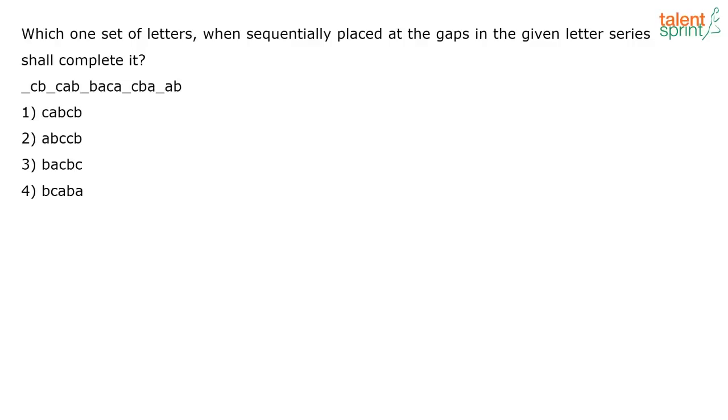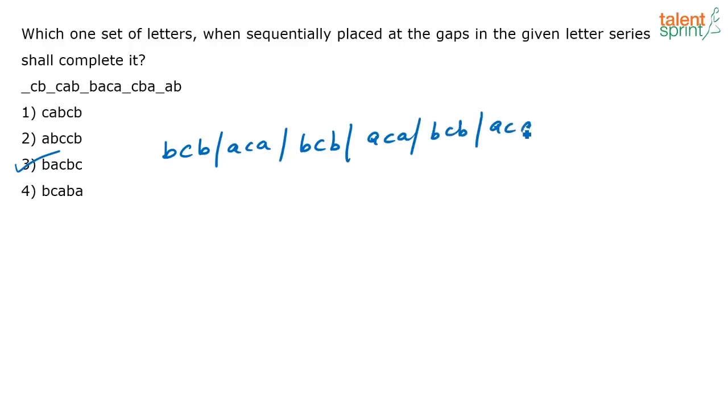Next one. Which of the following set of letters, when sequentially placed at the gaps in the given letter series, shall complete it? So which letter series should come here to complete it? See, this is going to be the pattern, right? BCB, ACA, BCB, ACA, BCB, ACAB. I've just divided it and written it so that you don't get confused. If you divide it like this, then it is very easy. This is the pattern that has been followed: BCB, ACA, BCB, ACA. This is being repeated, BCB and ACA. If you put a dash like this and write, it's easier to understand.